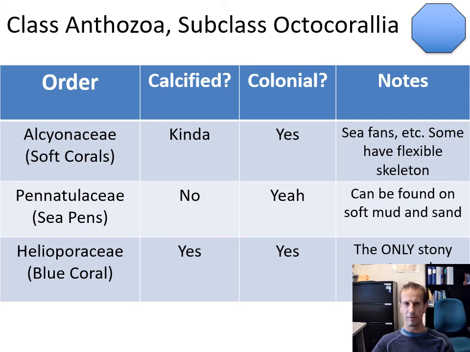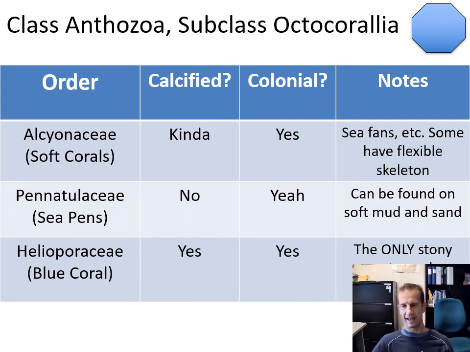Okay, so we're moving on to a different subclass. So we're done with the Hexacoralia, and now we're on to the Octocoralia. These are the ones that have 8-sided radial symmetry, and so their polyps have 8 tentacles. The order Alcyonacea is very conspicuous on reefs. It includes what we call the soft corals, as well as what we call sea plumes and sea fans.